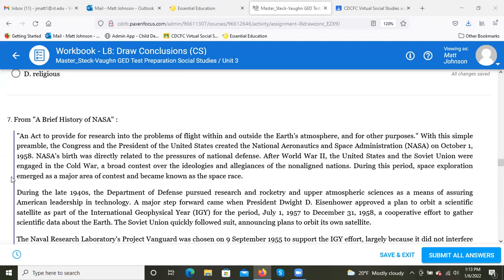After World War II, the United States and the Soviet Union were engaged in the Cold War, a broad contest over the ideologies and allegiances of the non-aligned nations. During this period, space exploration emerged as a major area of contest and became known as the space race. All right. Sasha Gay, you want to take the next paragraph?